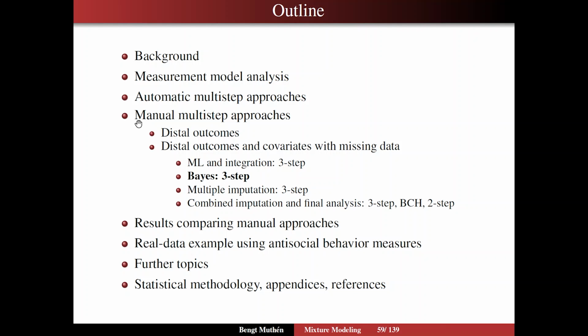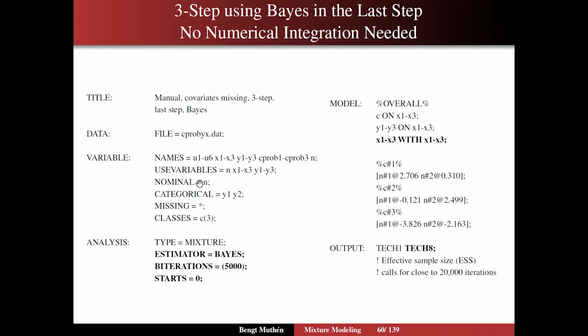So then let's turn to the next manual approach, distal outcomes with covariates missing data, and we are on to Bayes. So here we are for Bayes. 3-step using Bayes in the last step. No numerical integration needed. So the data set is still the cprob_yx because we're still doing a 3-step, albeit in a Bayes framework. So we have the names list here from that data set, and we're going to use x's and y's, but also this nominal most likely class variable.